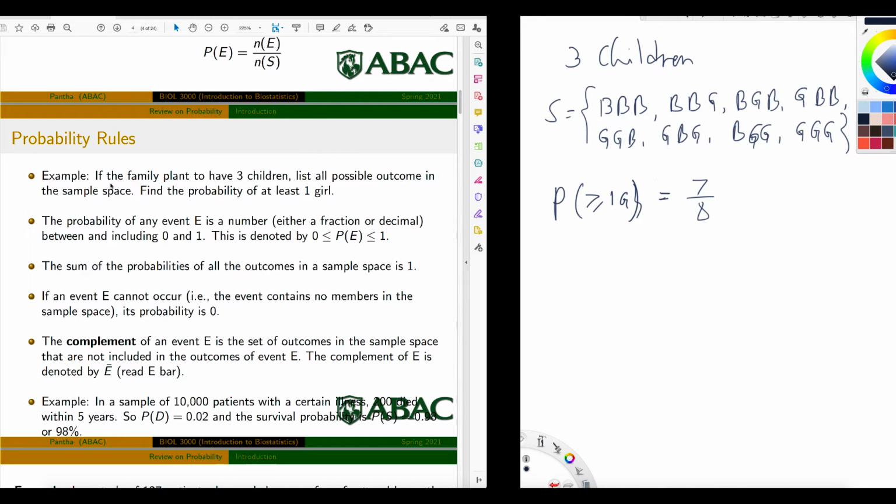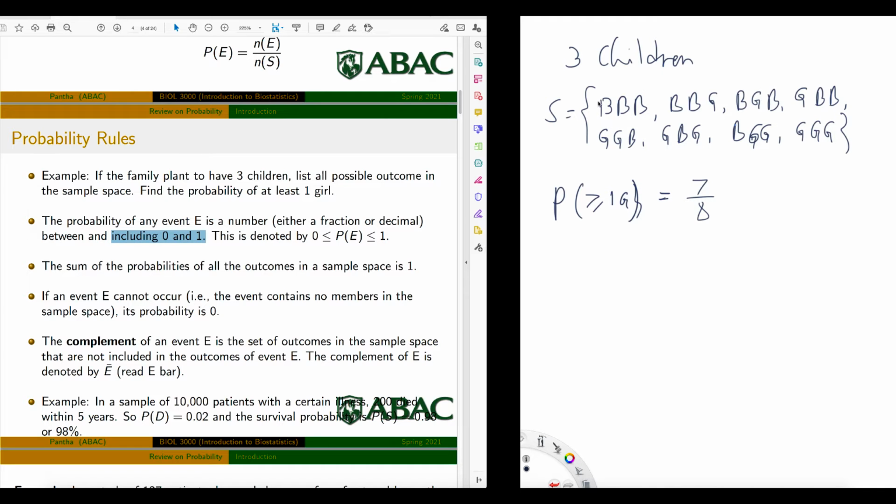Okay, guys. So let us talk about the notes. The probability of any event E is a number, either a fraction or decimal, between 0 and 1, including 0 and 1. The sum of the probability of all outcomes in a sample space is 1. What does that mean? That means if you add the probability of each of those, then it is 1.